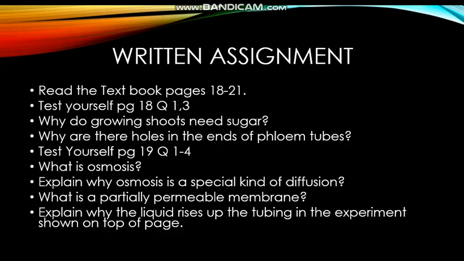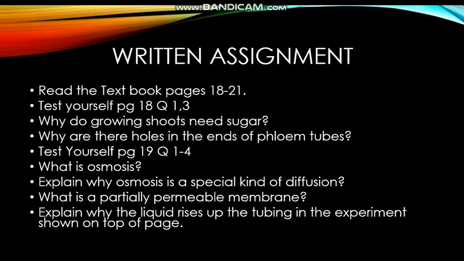Now coming to your written assignment, first you have to read the textbook pages 18 till 21. Then you have to do Test Yourself page 18. Questions which you have to do for the written assignment are 1 and 3. Why do growing shoots need sugar? Because they need sugar, as sugar releases energy as a result of respiration and growth is taking place over there.